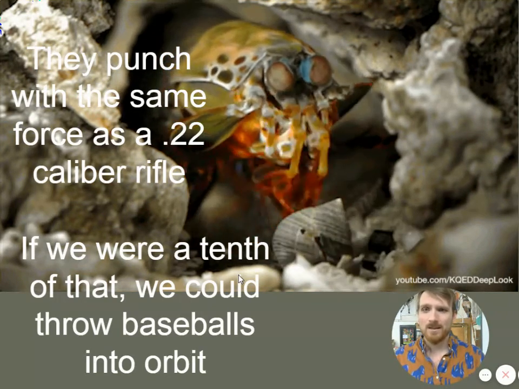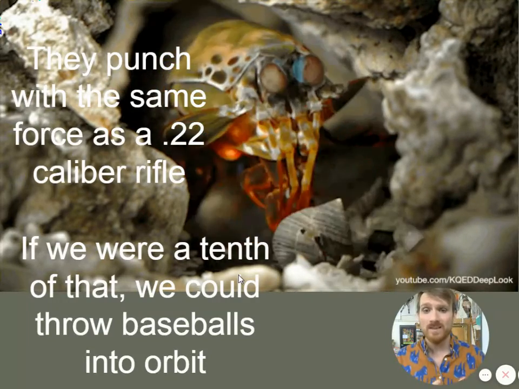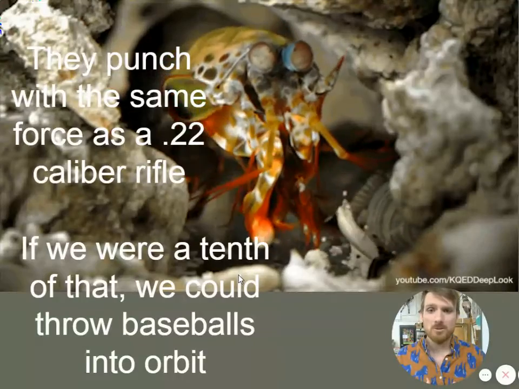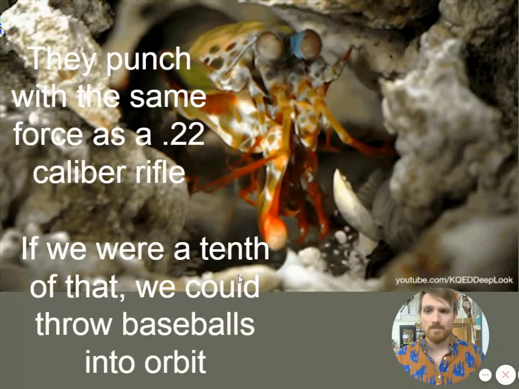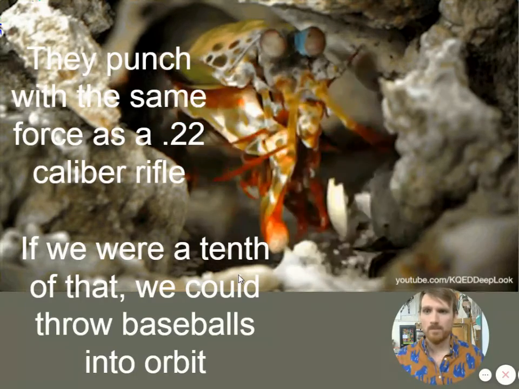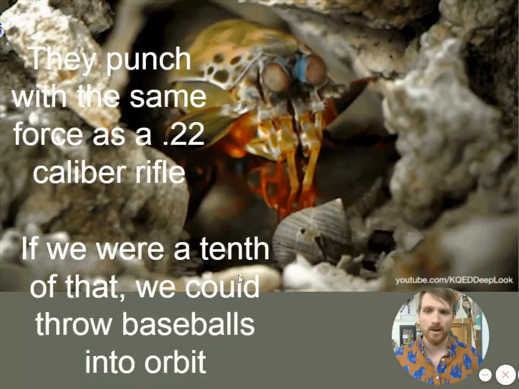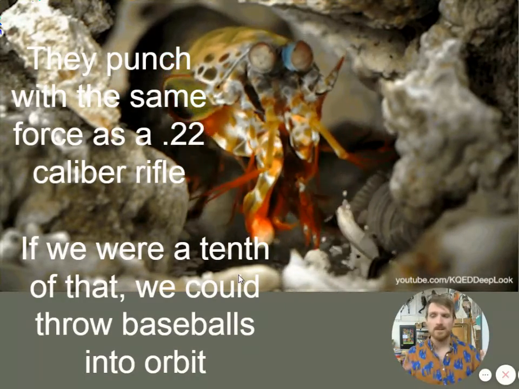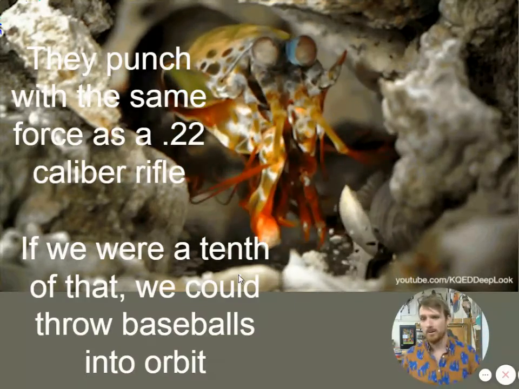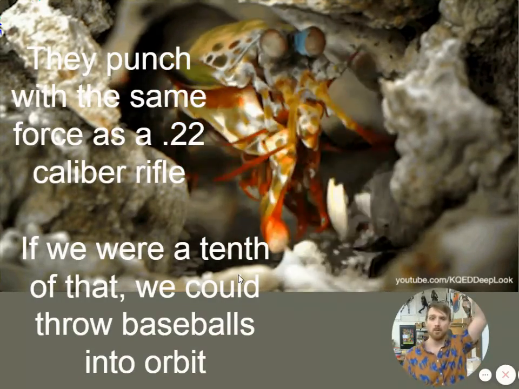And so beyond that, these mantis shrimp are these crazy little creatures because they can see all of this color, and what do they do with it? They kind of go nuts. They have these punching mandible forearms that they can punch with the same force of a .22 caliber rifle. So just to put that in perspective, if we could move our arm with the same force that these mantis shrimp could, we could take a baseball and we could throw that baseball into orbit.